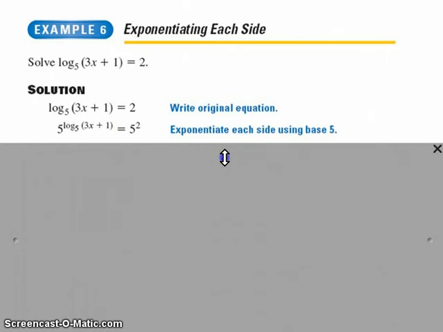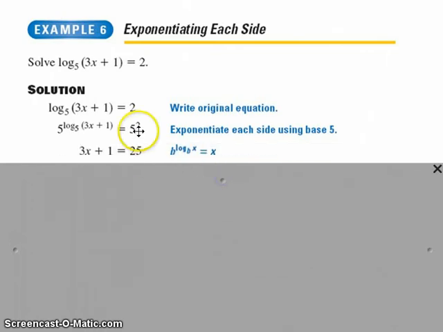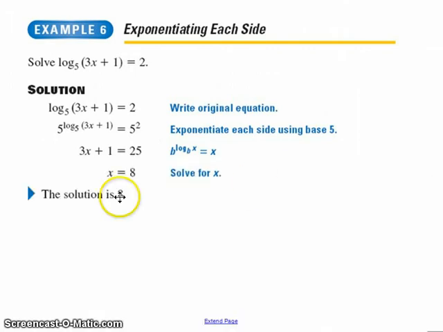Okay, so now the left side is simply going to become 3x plus 1. The right side stays 5 squared. Let's just call that 25. And now that's a simple Algebra 1 problem to solve. And it turns out that x is 8.